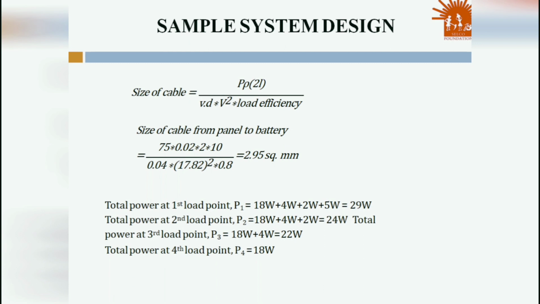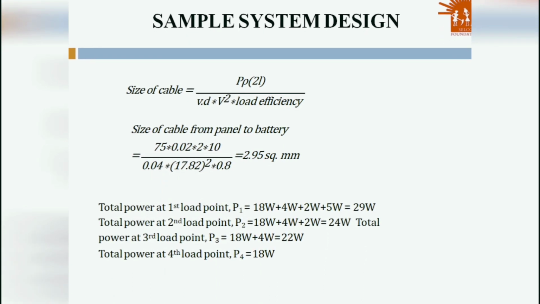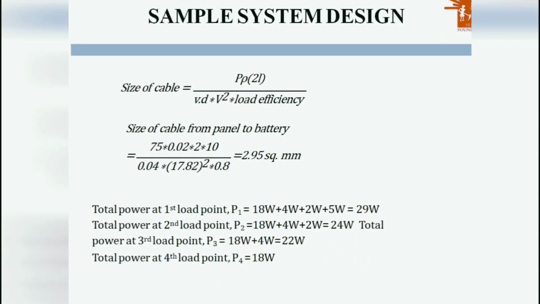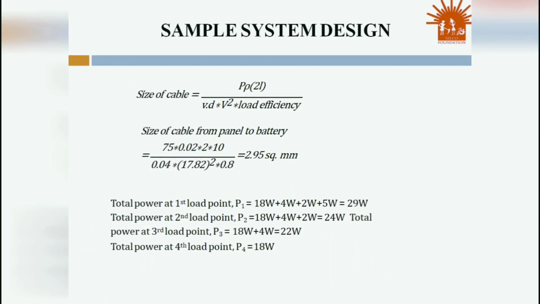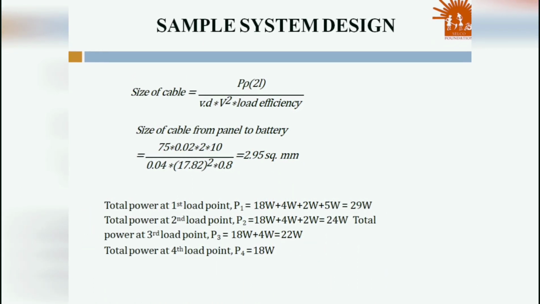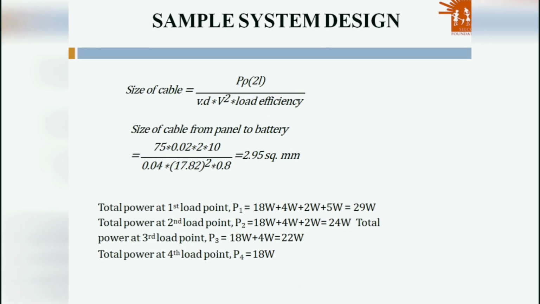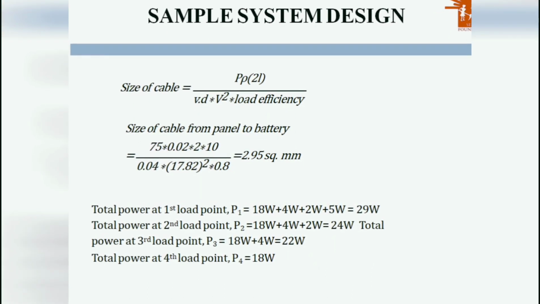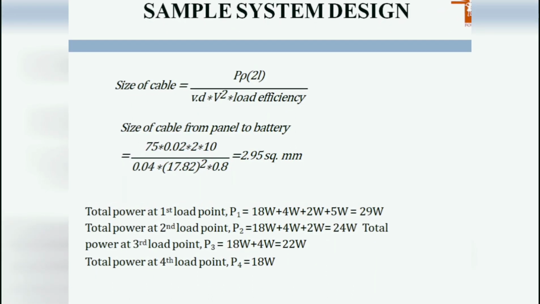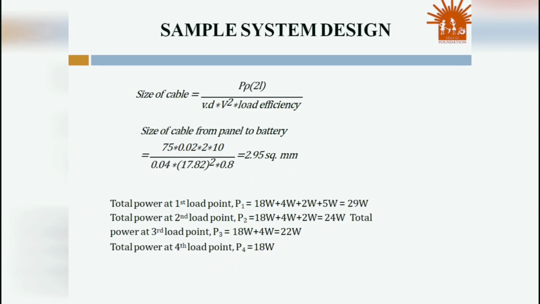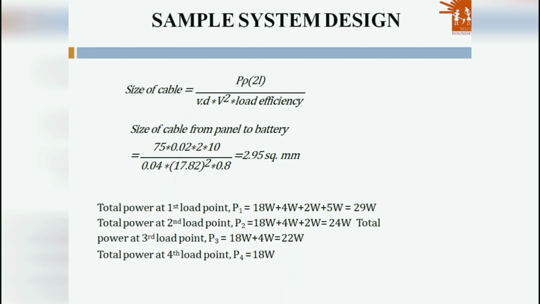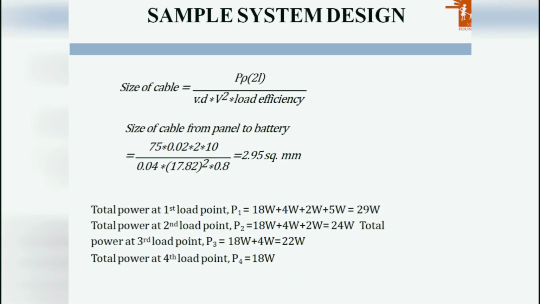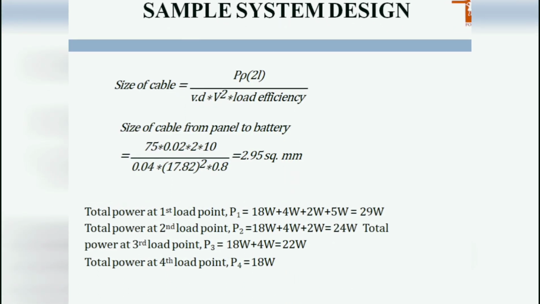So size of cable from solar panel to battery is equal to 75, which is the power of the solar panel, into 0.02, which is the resistivity of the wire, into 2 into 10, in which 10 is the length of the wire, divide by 0.04, which is the voltage drop of the wire, into 17.82, which is the real panel voltage, into 0.8, which is the load efficiency.